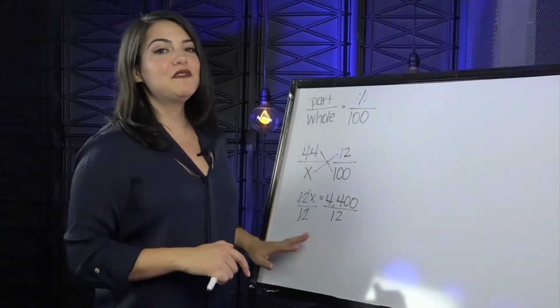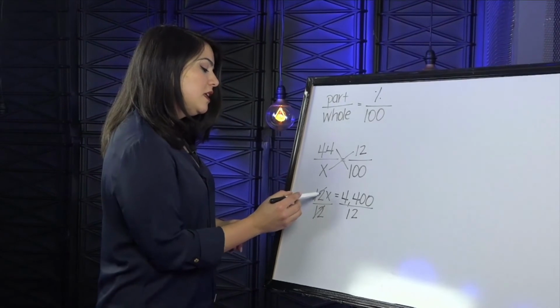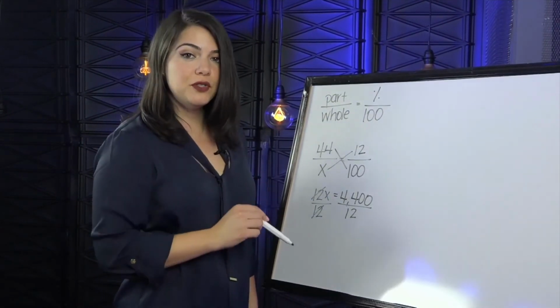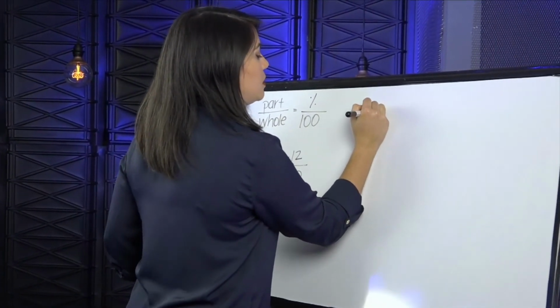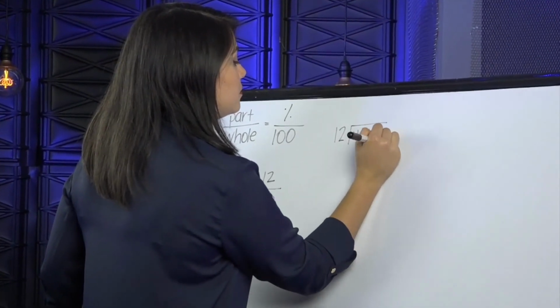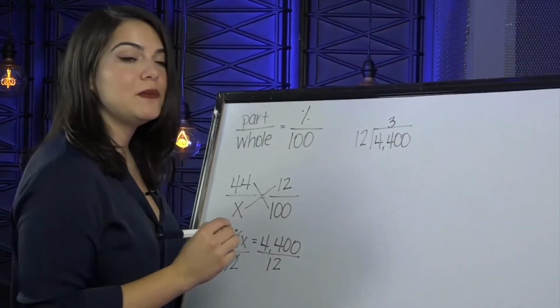Let's go ahead and divide by 12 to be able to isolate it. When we do that, this cancels out and equals 1, and now we have to work out 4,400 divided by 12. So 12 goes into 4,400. 12 goes into 44 3 times.